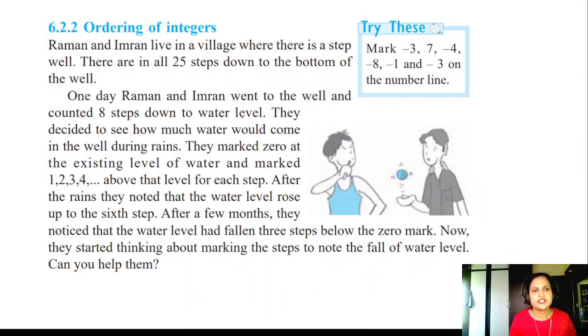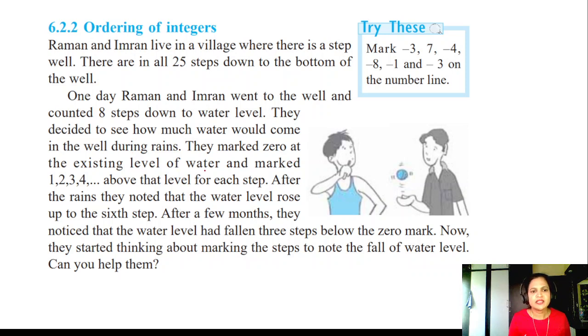Ordering of integers. Raman and Imran live in a village where there is a step well. Step well means steps are there to get down to the well and take the water. There are in all 25 steps down to the bottom of the well. One day Raman and Imran went to the well and counted 8 steps down to the water level. They decided to see how much water would come into the well during rain.